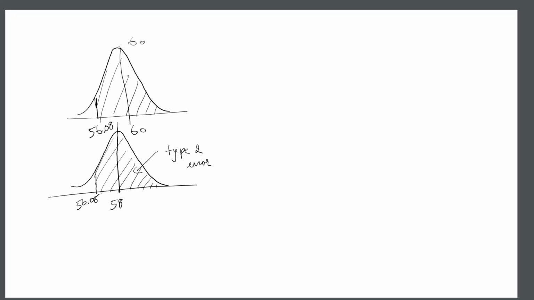When the null is false, but still the p value is high, so they fail to reject it if the value is greater than 56.08. So this is the type 2 error. Let's standardize this type 2 error.